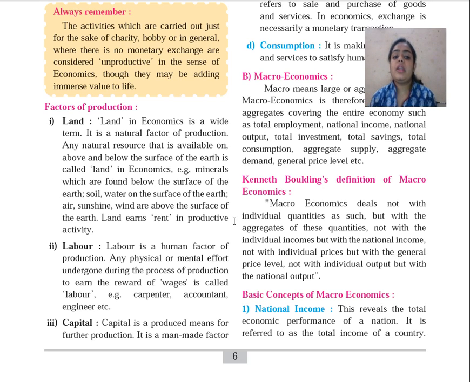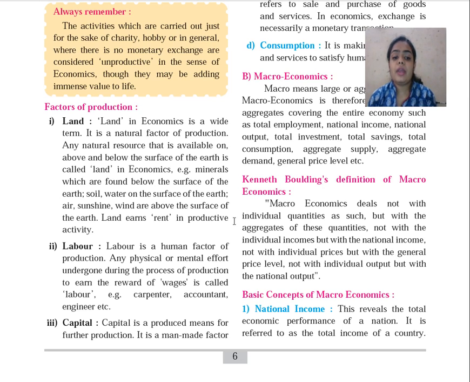So when a laborer works, here every person is considered. It may be a carpenter, it may be an accountant, it may be an engineer. Every person does something or the other to earn money, and in return he shall be awarded wages. So he shall earn a certain amount of wages.